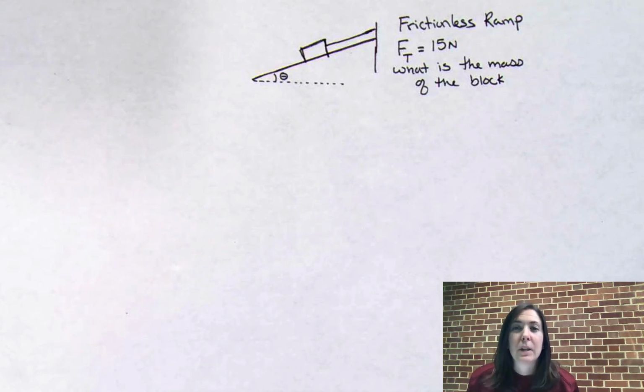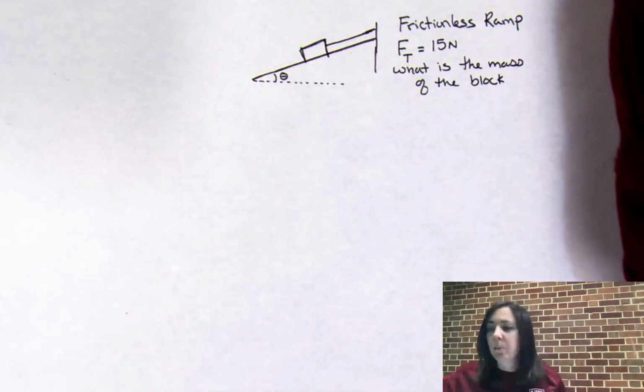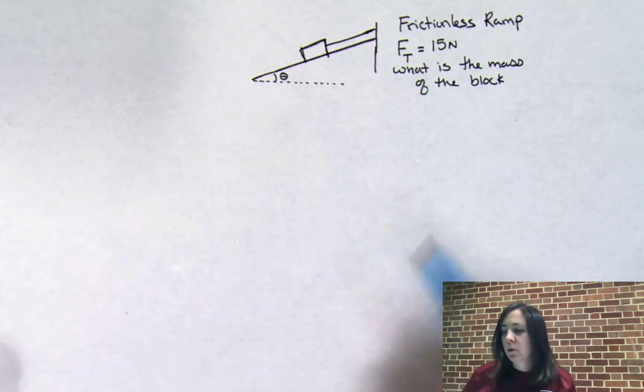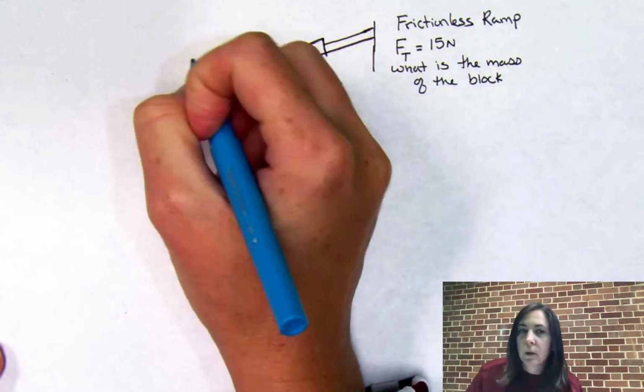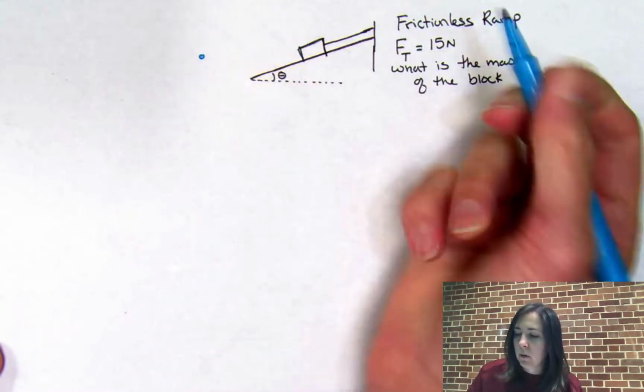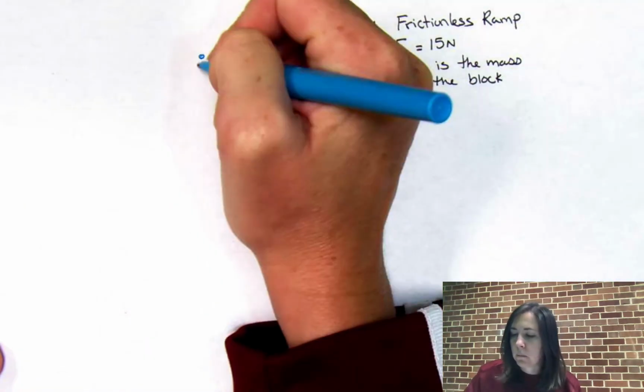For this video, I want to talk about how to find the mass of a block if all you know is the force of tension in a string, if this block is on a ramp that is frictionless. So step one is always to draw a picture, which we've done. Step two, draw a free body diagram. So I'm going to draw mine over here so it's nice and big.